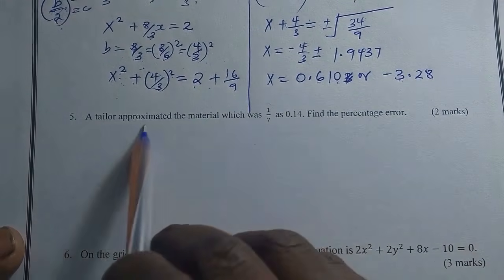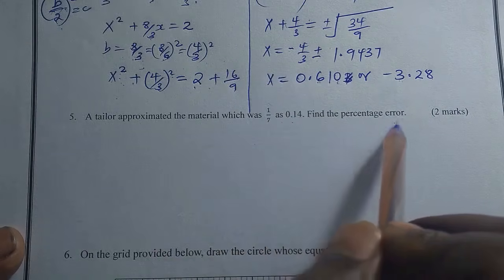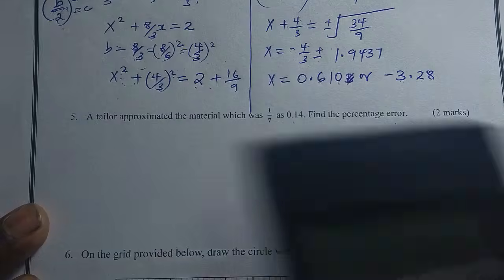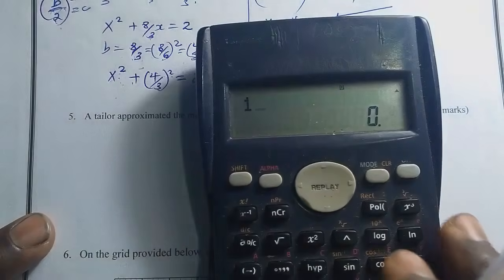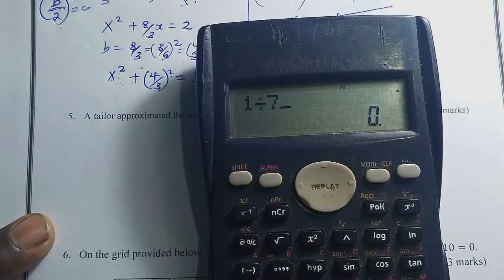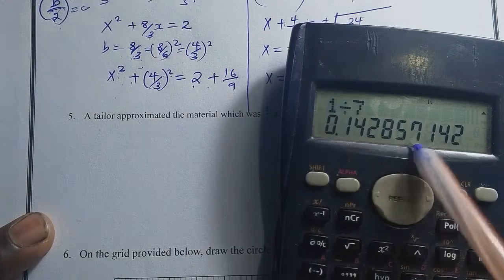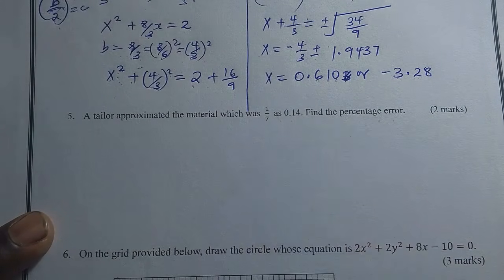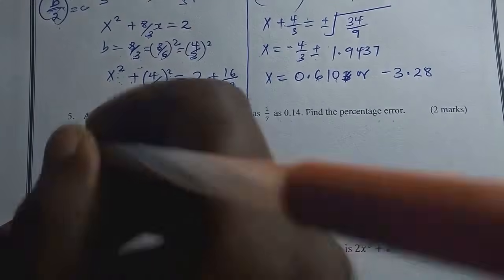A tailor approximated the material which was this as this. Find the percentage error. So if you approximate actually 1 over 7, 1 divided by 7, the answer is not 1.4. The answer is 0.142, whatever it is. Now this tailor truncated 1 over 7 as 0.14, so there is an error. So let's get the absolute error first.